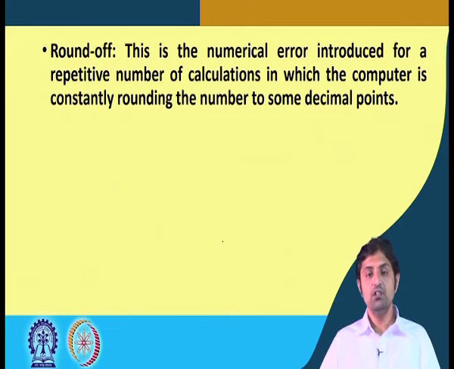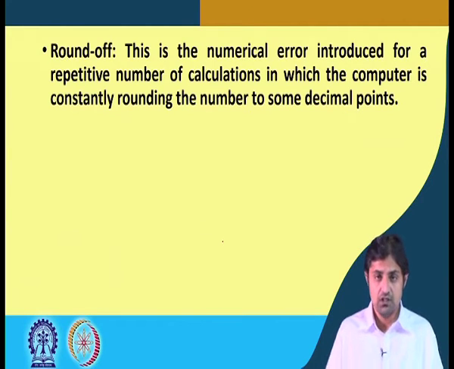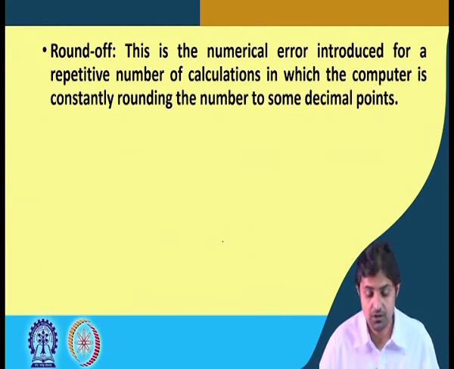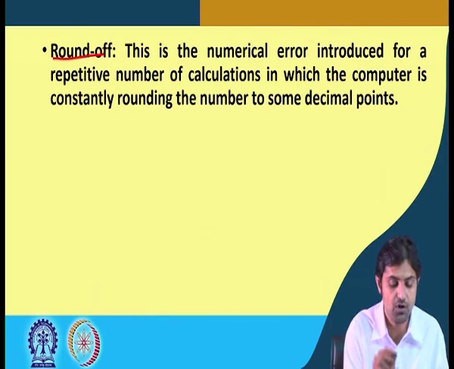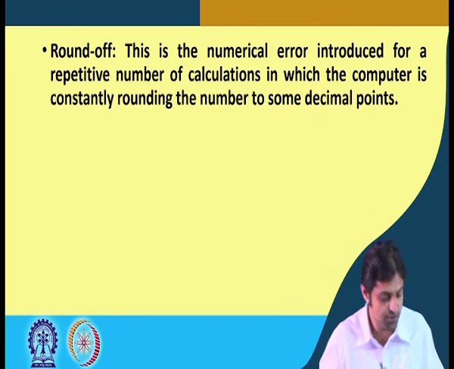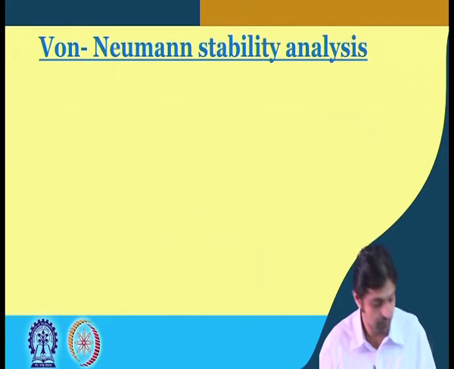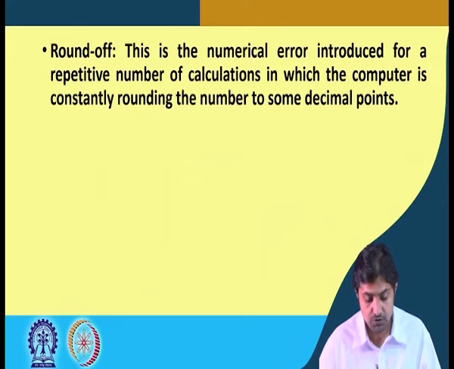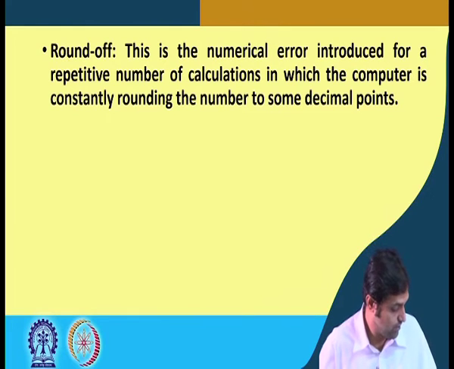Suppose the accuracy of the computer is, let's say, 3 decimal units, and our solution is 1.117985, or let's say the value of pi is 3.14 and it goes on. When the computer is accurate up to the third order, it will keep on rounding the values. Therefore there will be one error introduced due to rounding off. So one is due to discretization, the second is due to rounding off. These are the two errors that we talked about.